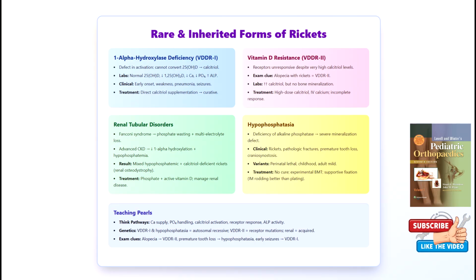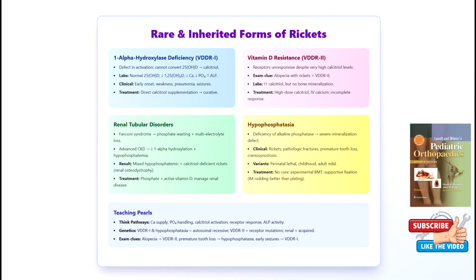Now we turn to renal tubular abnormalities, a large and diverse group that falls under the umbrella of Fanconi syndrome. In these disorders, the proximal tubules of the kidney fail to reabsorb small molecules: phosphate, calcium, bicarbonate, sodium, potassium, amino acids, glucose, uric acid, all are lost in the urine. The result is profound disturbance of mineral homeostasis.